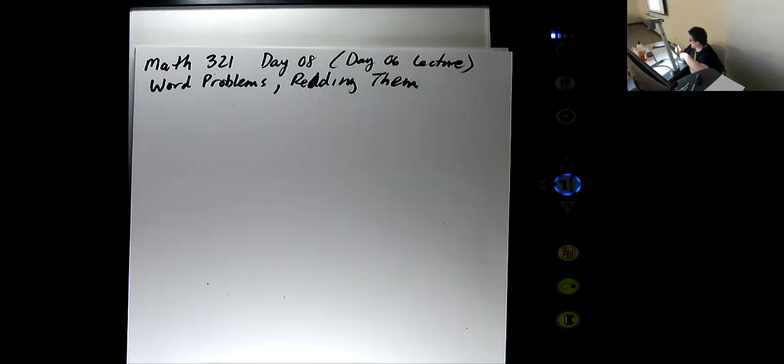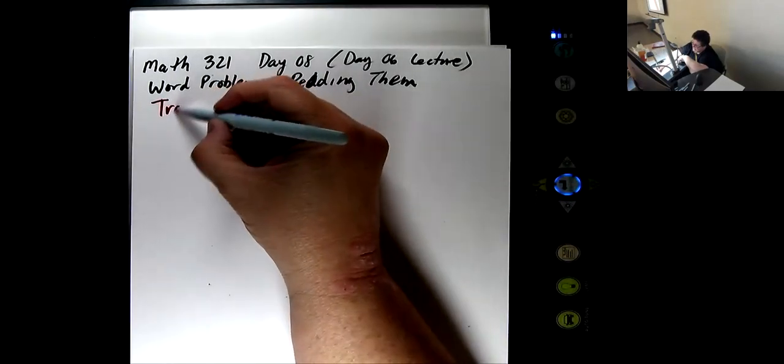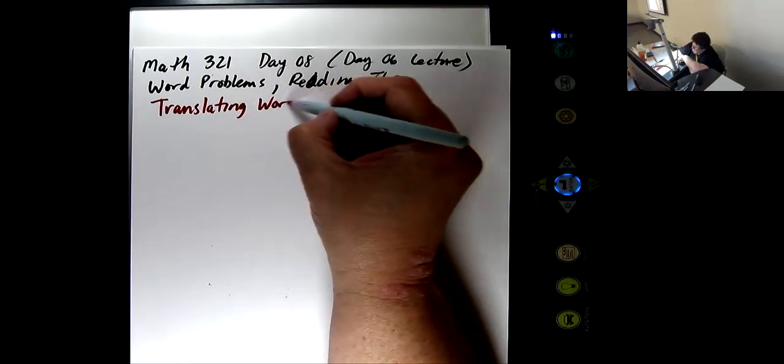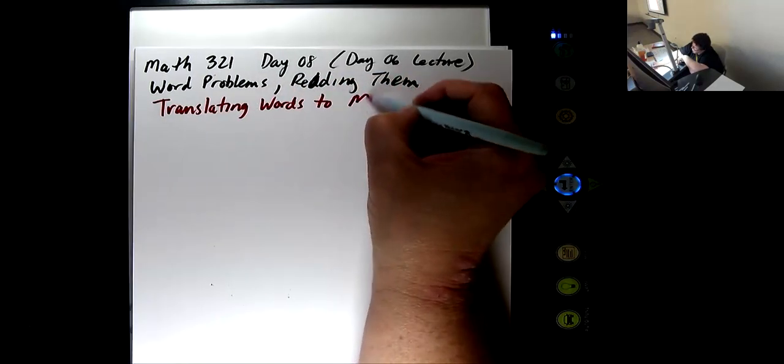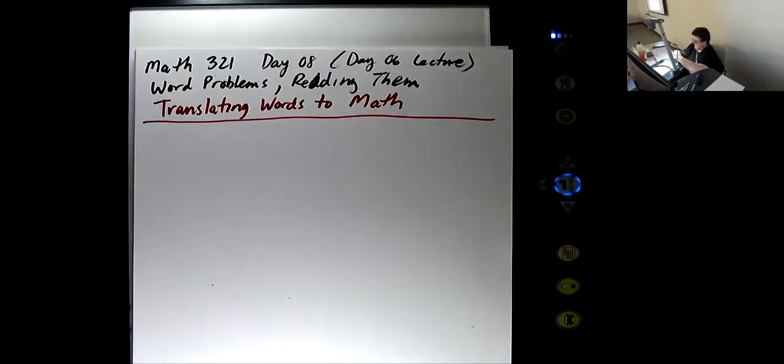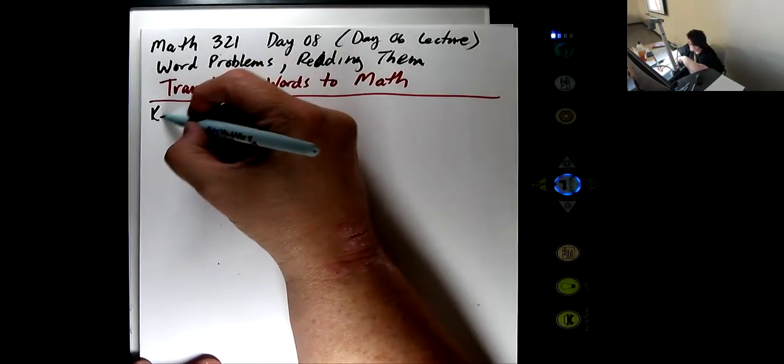It's real hard. So let's look at the words in math, what words we can see and what operations they trigger. So, translating words to math. Here's a following list of keywords and what operation they go with.